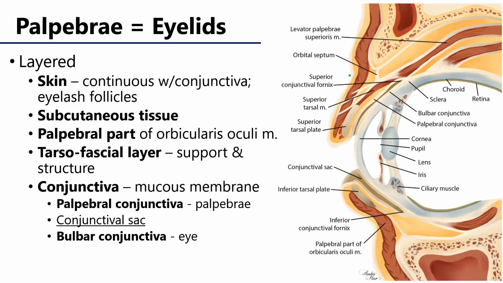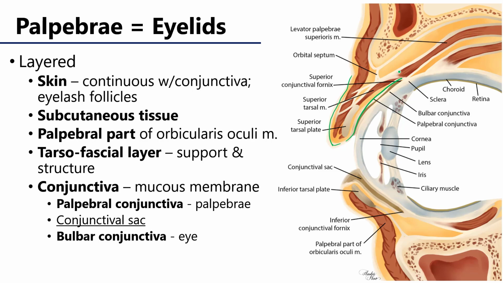So the most superficial aspect of a palpebra is the skin, much like the rest of the body. The skin is going to be contiguous with a layer called the conjunctiva. The conjunctiva is going to be the deepest layer of the eyelid as well. So you can think of the entire eyelid as being sandwiched and comprised of skin and structures deep to the skin all the way to the palpebral conjunctiva.